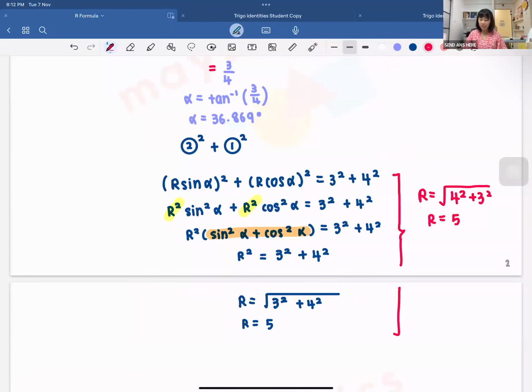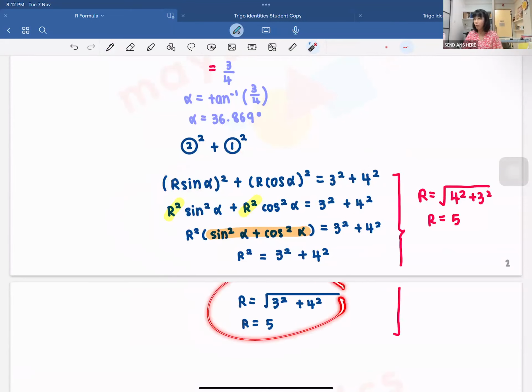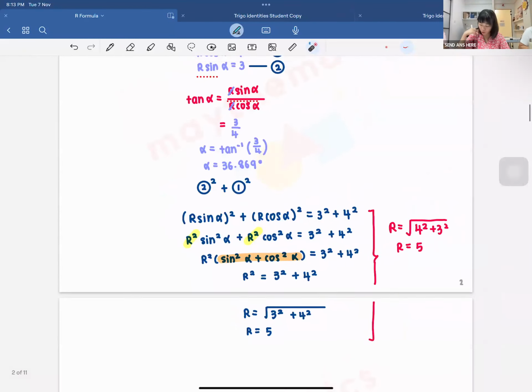Okay? So usually in exam, you are not expected to show all this. This is the one that will give you marks. Usually this is maybe worth like half a mark or 1 mark. So I would suggest you just memorize the formula. Okay? So now we got R already.